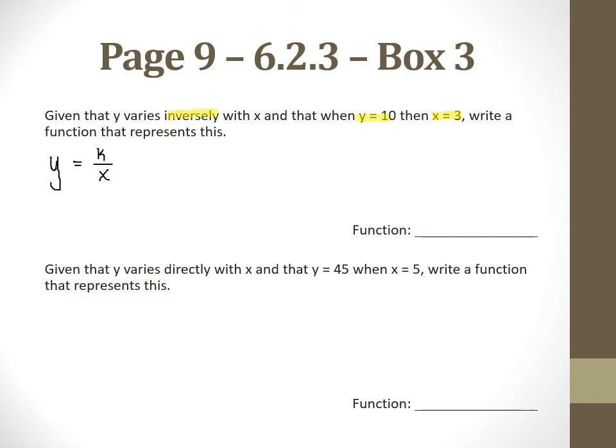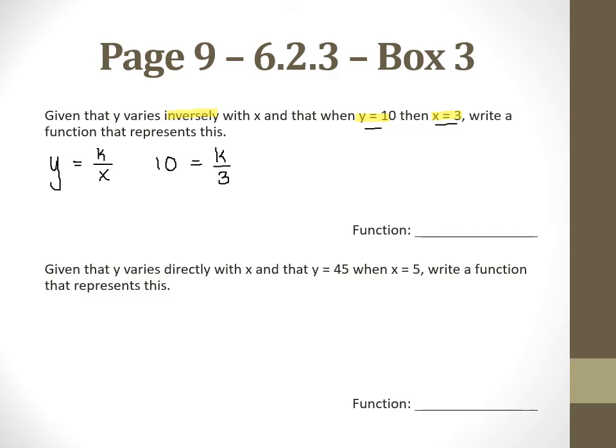And in order to write an actual function here, we need to figure out what the constant is. So we're going to plug in the numbers that we know for x and y and figure out what my constant is. So I'm given that when y is 10, then x is 3. So I'm going to plug that in. y equals 10 equals k divided by 3.